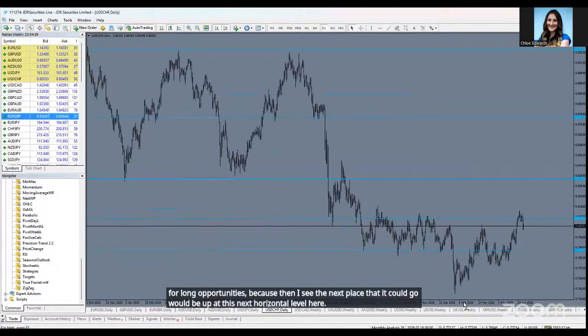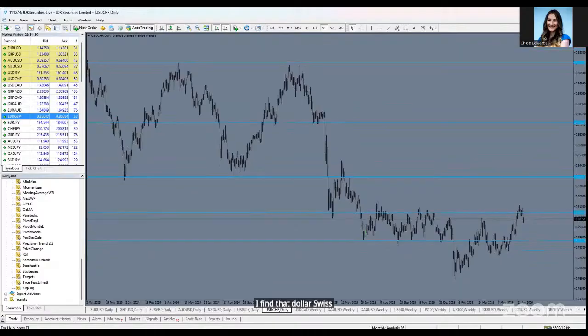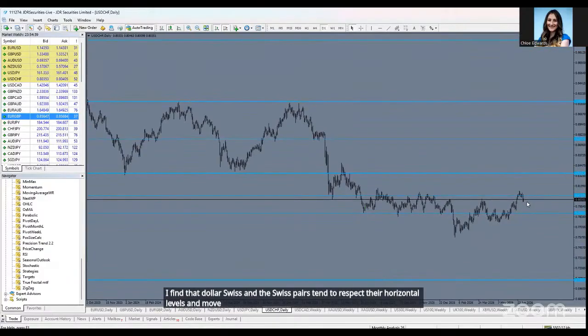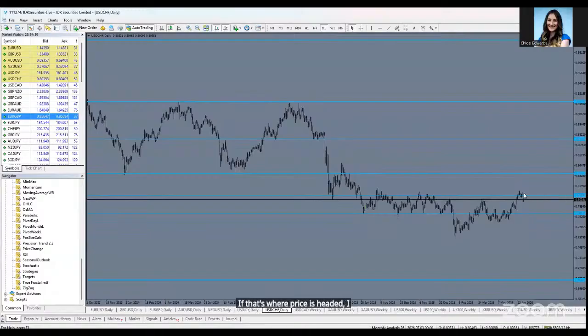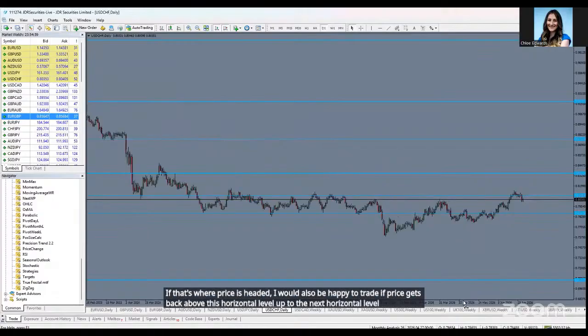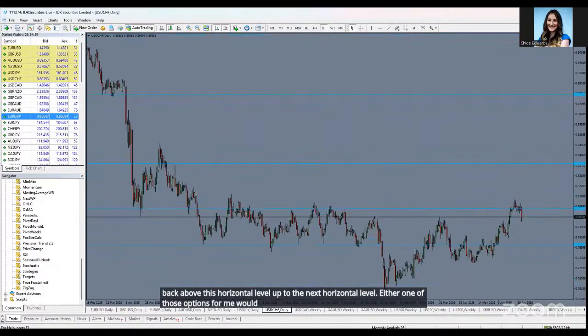I find that dollar Swiss and the Swiss pairs tend to respect their horizontal levels and move between those horizontal levels really, really nicely. So I'm happy to trade from the top to the bottom of this range, if that's where price is headed. I would also be happy to trade if price gets back above this horizontal level up to the next horizontal level. Either one of those options for me would be absolutely fine.